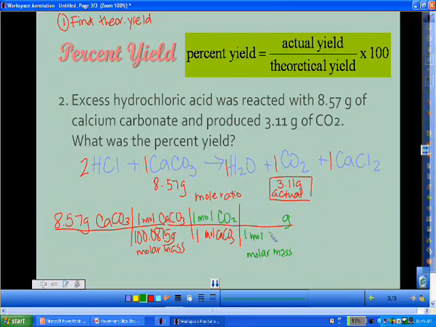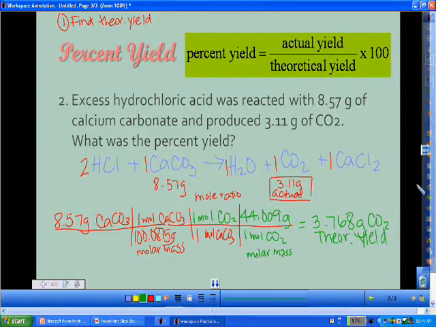So 1 mole of carbon dioxide to the calculated mass of carbon dioxide, which is 44.009. This will give us 3.768 grams of carbon dioxide, and this is the theoretical yield. This is what we get from stoichiometry. This is our calculation of what we should have achieved.